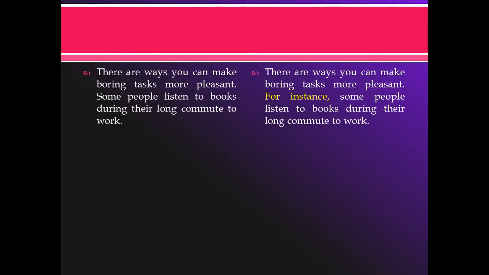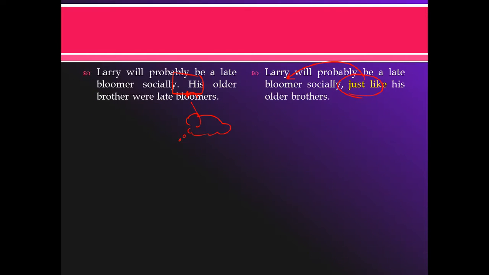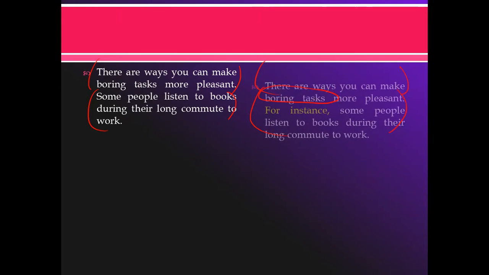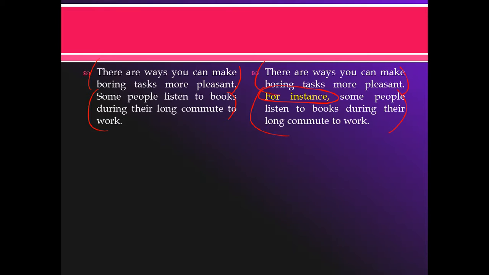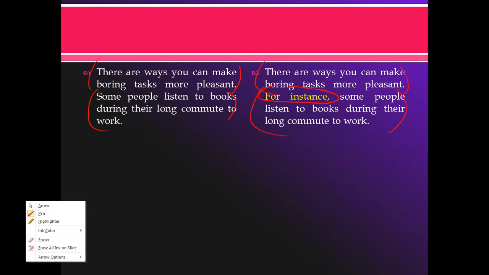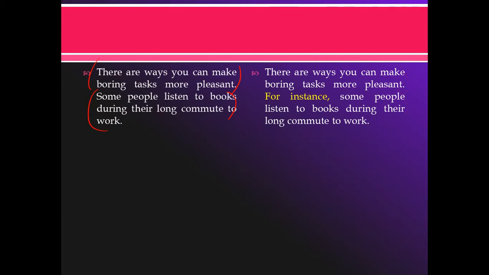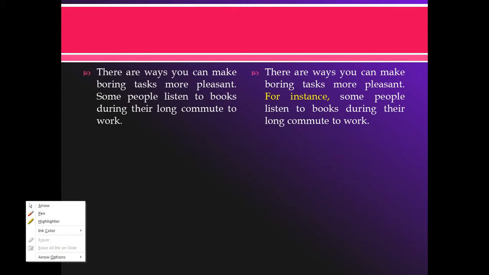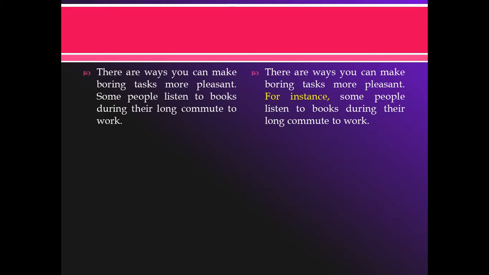Now, in this case, notice there were two sentences. This is one sentence, and this is another sentence. And then we ended up with two sentences still. We didn't combine them. We just added a transition phrase, right? So it flows better. In the previous one, we combined the two sentences so it flows better. You don't have to combine them. Most of the time, you're actually just adding transitional words or phrases to make it flow better. So, there are ways you can make boring tasks more pleasant. For instance, some people listen to books during their long commute to work.